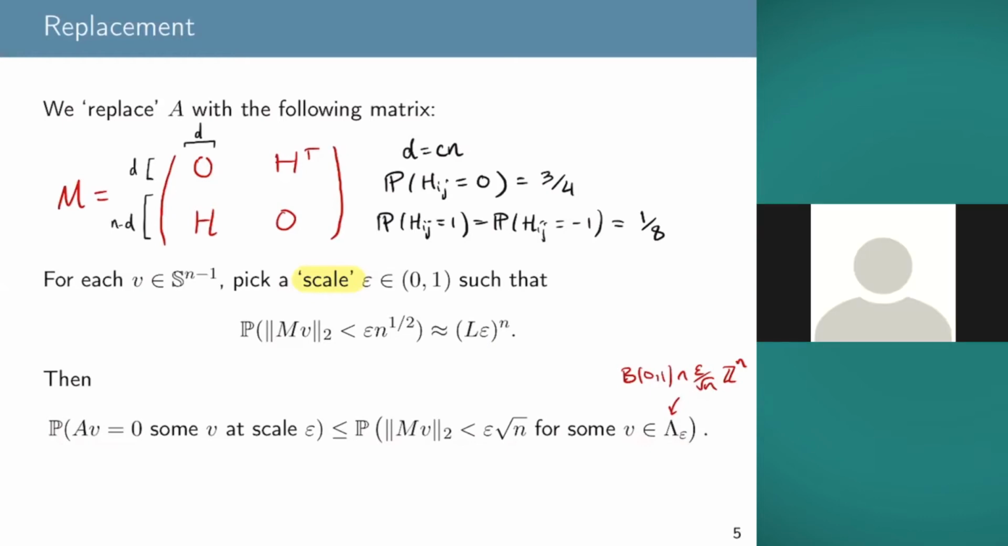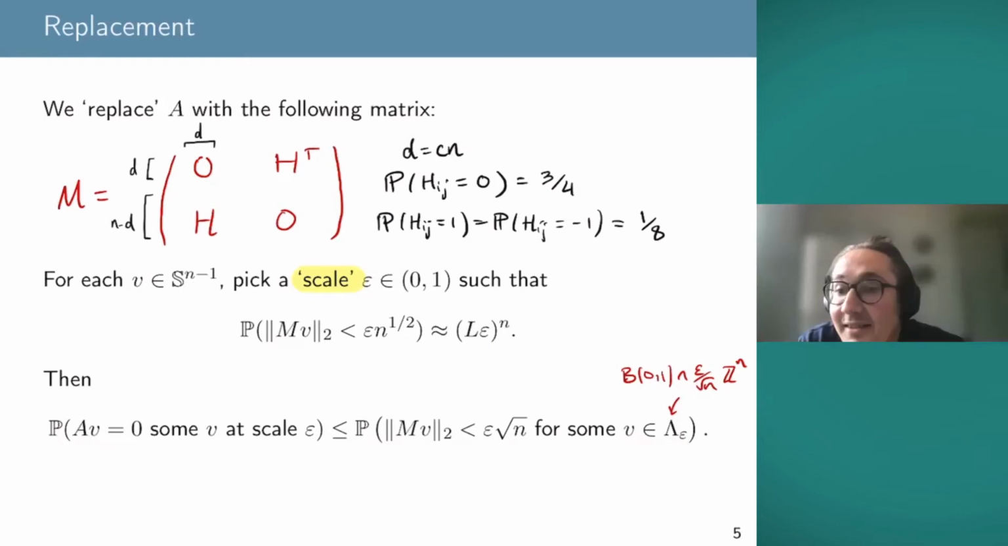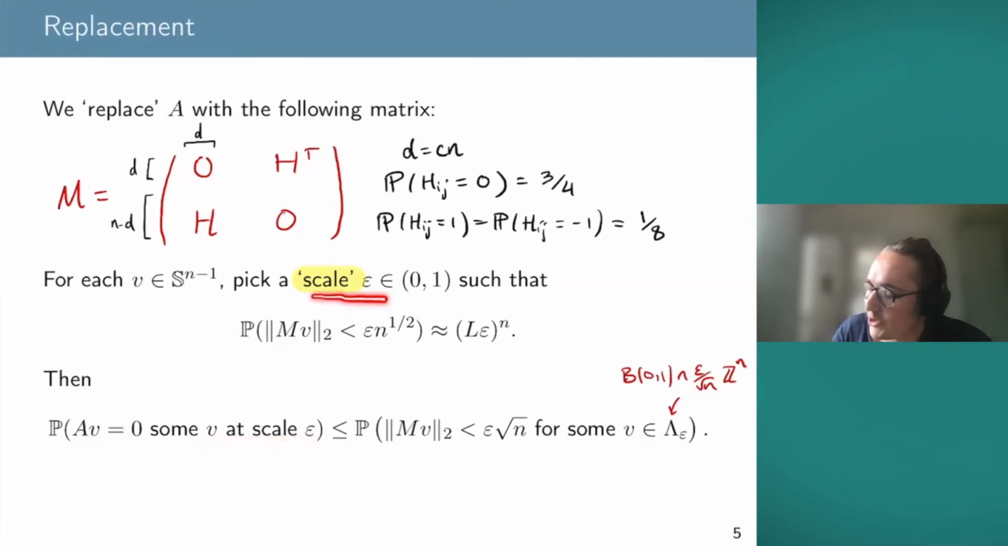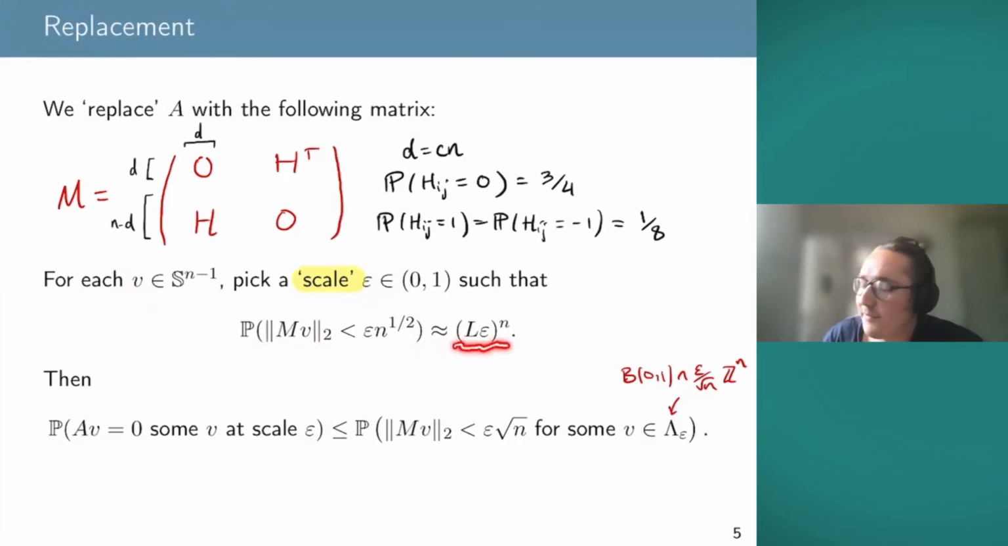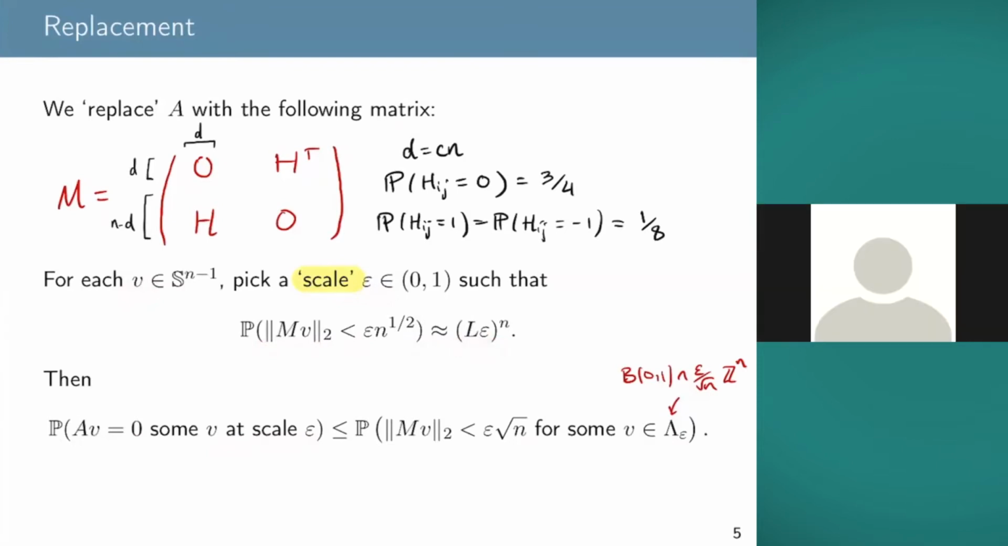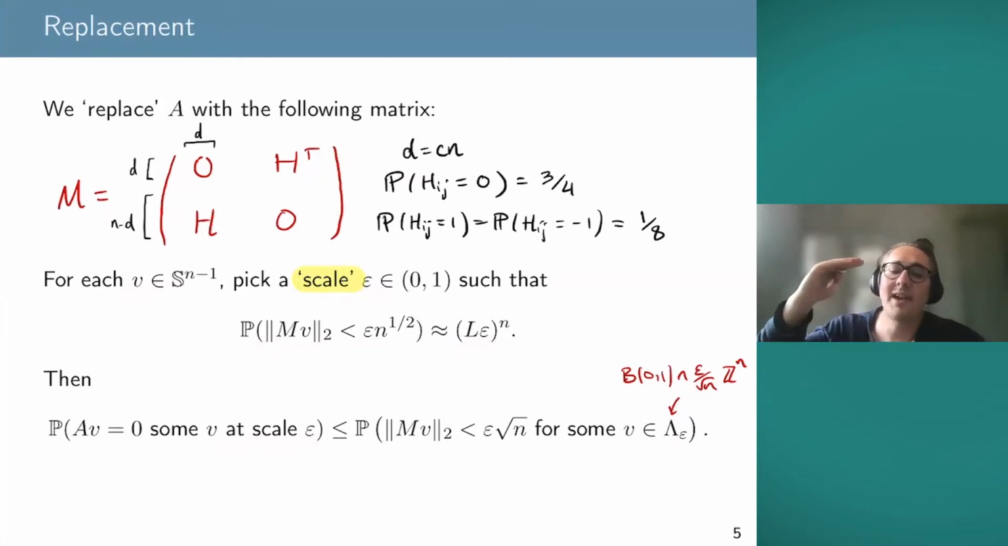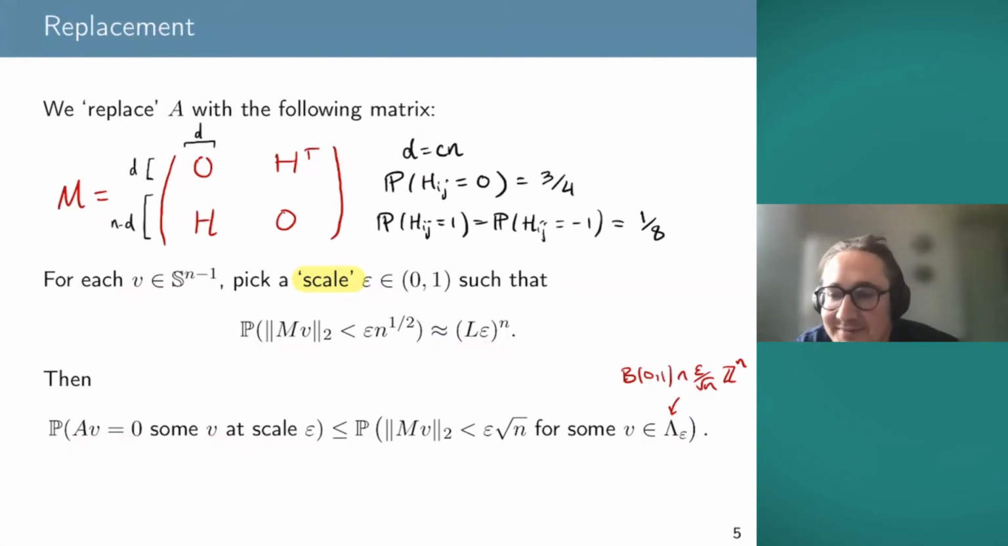So now let's... Is AV equal to 0? Yes. V at scale epsilon, what does it mean? Sorry. When I say V at scale epsilon, this is the definition of the scale of V. So I say V has scale epsilon if this condition is satisfied: that the probability it gets mapped close to 0 is roughly epsilon to the n. So for every vector V, I associate some scale epsilon. So this is AV equals 0 for some V with scale epsilon. Does that make sense?